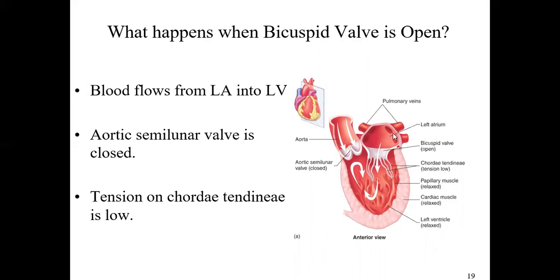This is showing you what happens whenever the bicuspid valve is open. So this atrium here would contract. That would send blood down into the left ventricle. It's relaxed at this point, and so blood would start filling up inside of this chamber. And so at this point, this aortic semilunar valve would be closed.